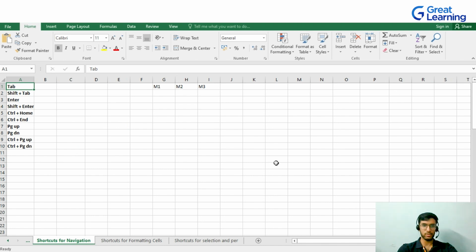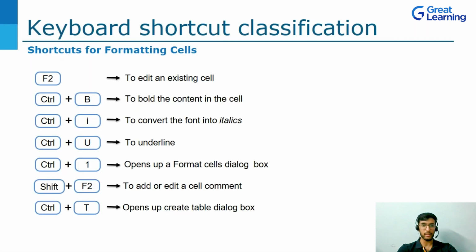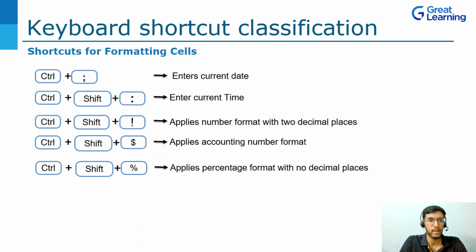Now that we have understood the shortcuts for navigation, let's move ahead and understand the next category of shortcuts, that is shortcuts for formatting cells. As you can see on the screen, this is the first set of shortcut keys used for formatting the cell, and this is the second set of shortcut keys used for formatting the cells. As before, I have given the theoretical explanations on the right for your understanding, and I will use the same when I use these shortcut keys practically on a workbook.